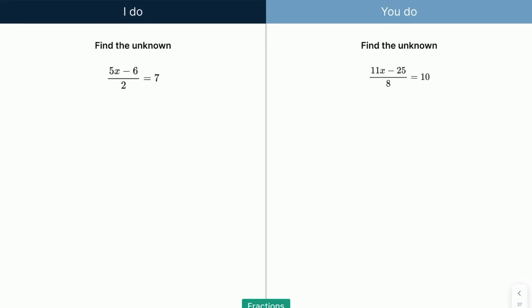So moving on. And again, the easiest thing to start with here is getting rid of the 2. So I'm going to get rid of the 2 first. So that becomes 5x minus 6 is equal to 14. Now I'll get rid of the 6. And now I'll get rid of the 5.